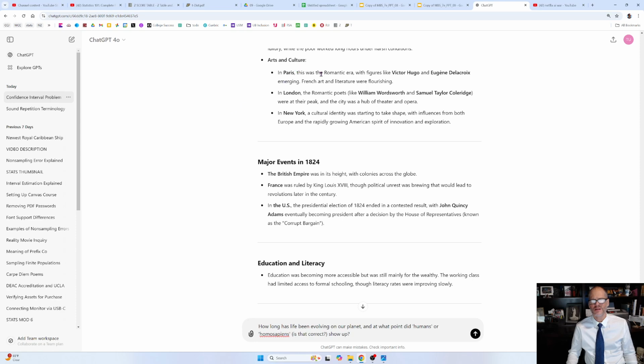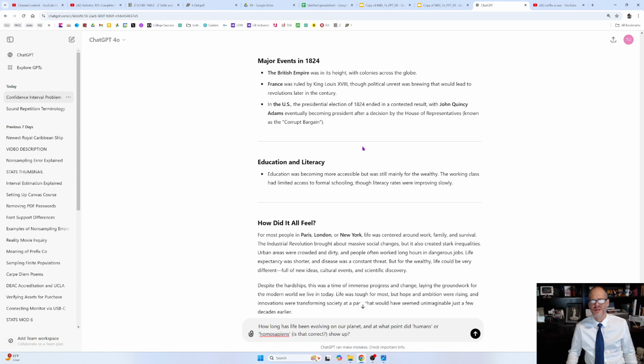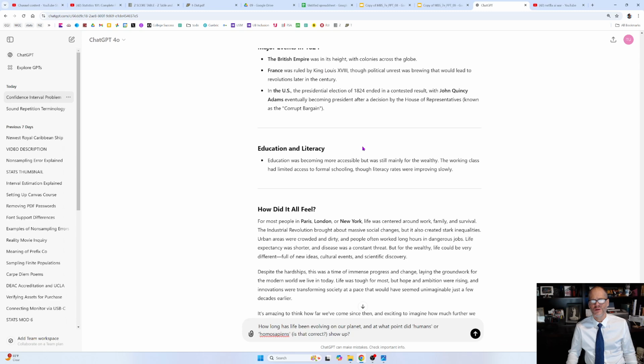Arts and culture. In Paris, this was the Romantic era, with figures like Victor Hugo and Eugene Delacroix emerging. French art and literature were flourishing. In London, Romantic poets were at their peak, and the city was a hub of theater and opera. In New York, cultural identity was starting to take shape, with influences from Europe and the rapidly growing American spirit of innovation and exploration.